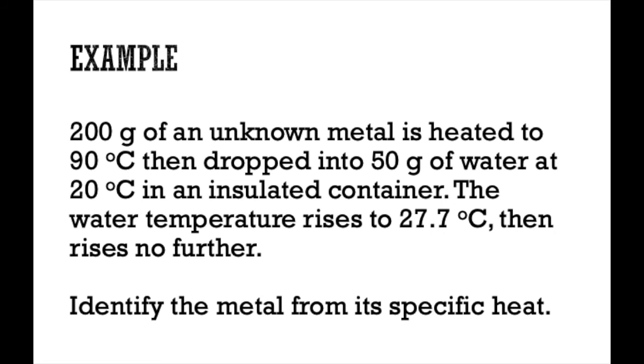200 grams of an unknown metal is heated to 90 degrees Celsius, then dropped into 50 grams of water at 20 degrees Celsius in an insulated container. The water rises to 27.7 degrees Celsius, then stops. Identify the metal from its specific heat.